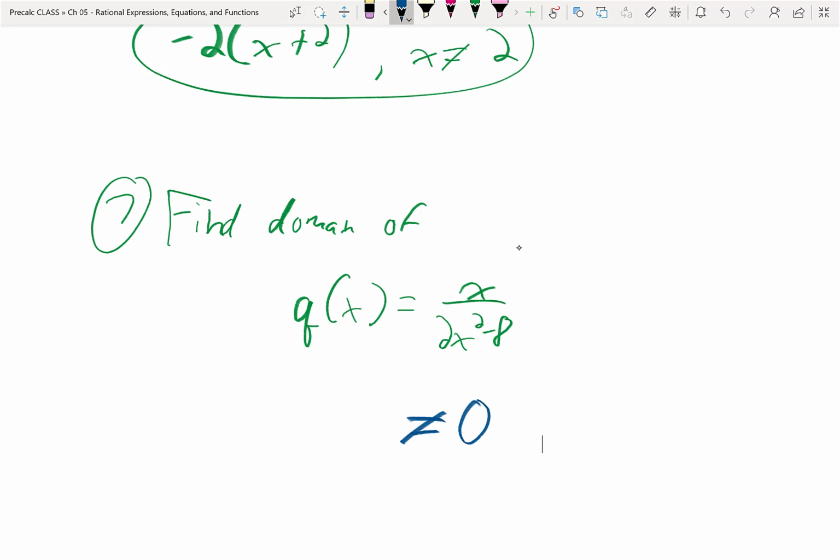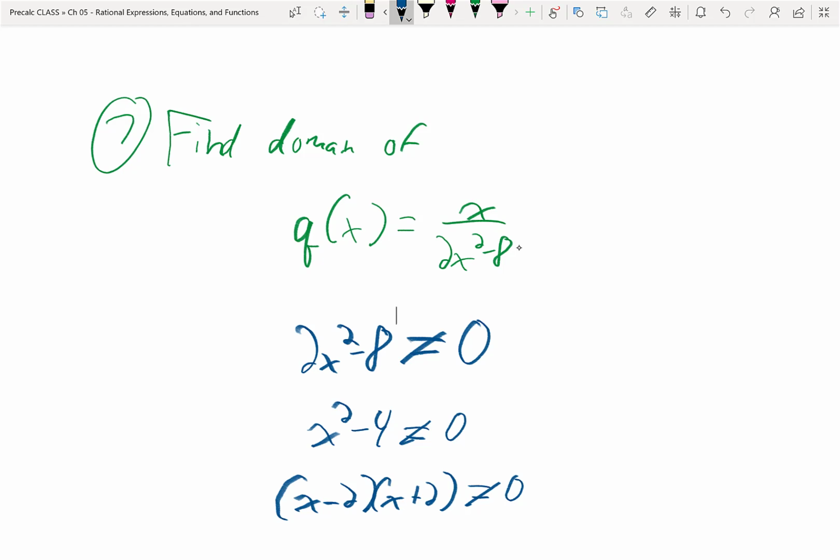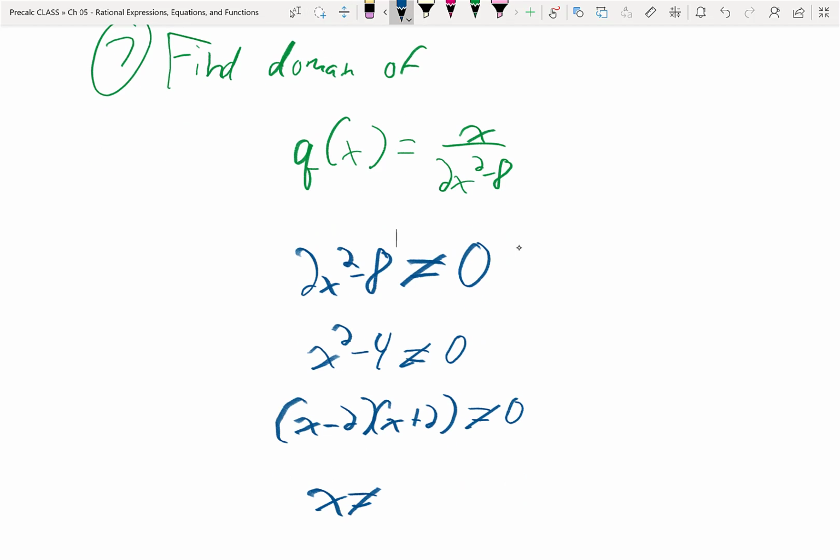Is it negative 8? It has to be the whole denominator, 2x squared minus 8. To say negative 8 is not equal to 0, I'd say yes, I know that. But I'm looking for the x values that make the entire denominator equal to 0. So you work with not equals just like you work with equals. If I divide both sides by a 2, I get this. And if I factor both sides, I get this. And that means that x cannot be equal to plus or minus 2. I can call that my domain.